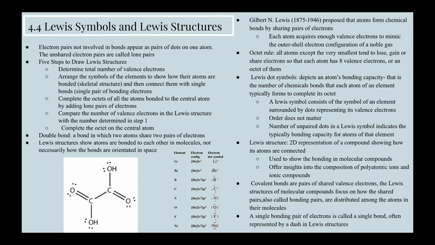Then you have to complete the octet of all the atoms bonded to the central atom by adding lone pairs of electrons, and then you compare the number of valence electrons in the Lewis structure with the number determined in step 1, the total number of valence electrons, and you complete the octet on the central atom, and you have to make sure that they're all connected to the central atom because it's the central one.